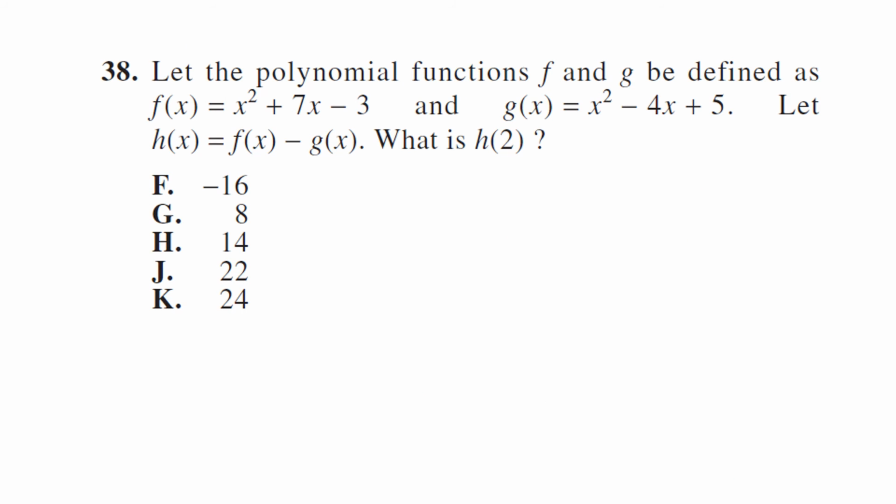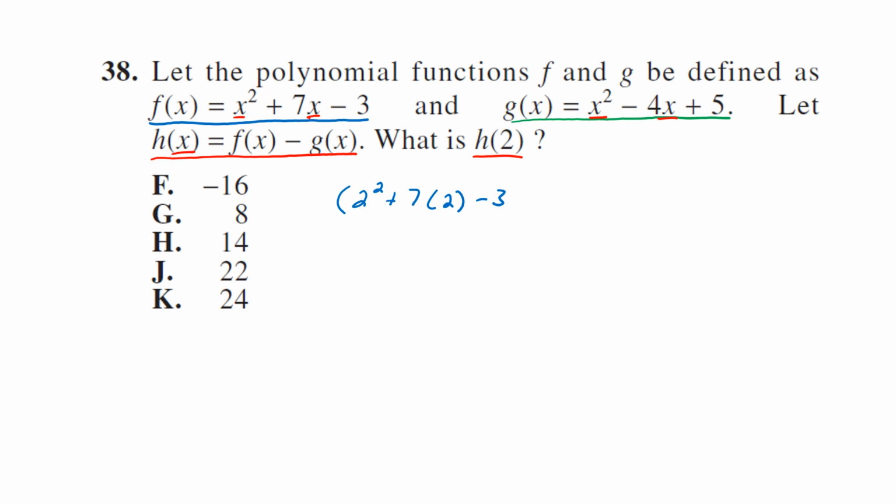So in this problem, we're given f of x, and we're given g of x, and we want to know what is f of x minus g of x if x is 2. So we're just going to plug 2 in for each one of the x's. So let's start with f of x. So it's going to be 2 squared plus 7 times 2 minus 3. And then we're going to subtract that. And then we're going to do our g of x. So it's going to be 2 squared minus 4 times 2 plus 5.